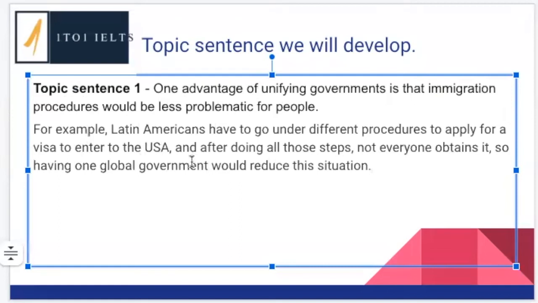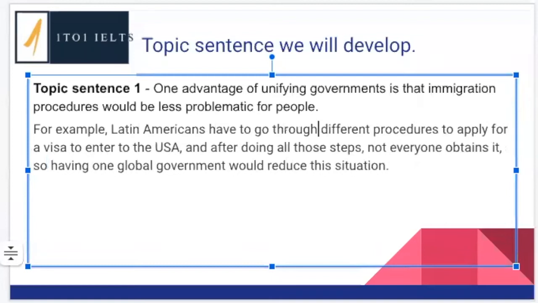For example, Latin Americans have to go under different procedures. So what was the preposition we said? This came up in a previous example. We don't say go under a procedure, it's go through. Good job, Roger. Yeah. So Latin Americans have to go through different procedures to apply for a visa to enter the US. And after doing all those steps, not everyone obtains it.